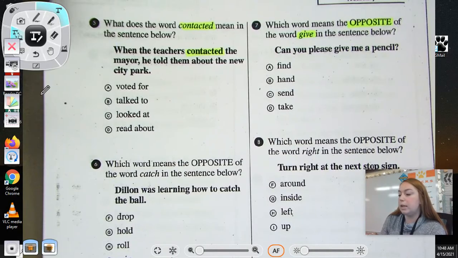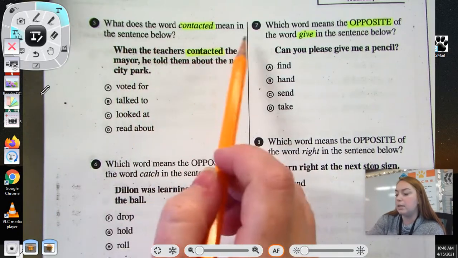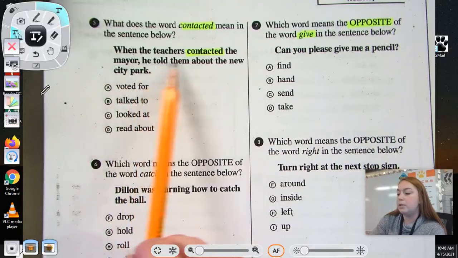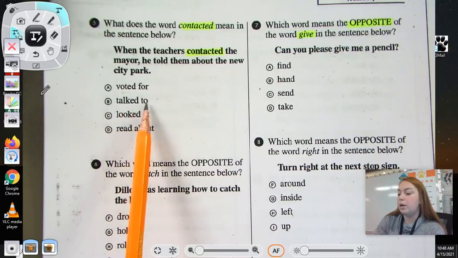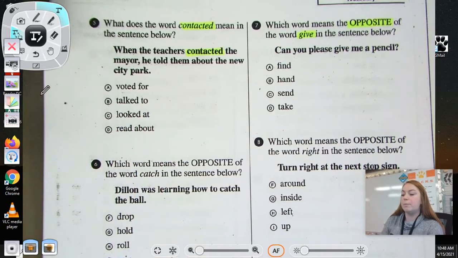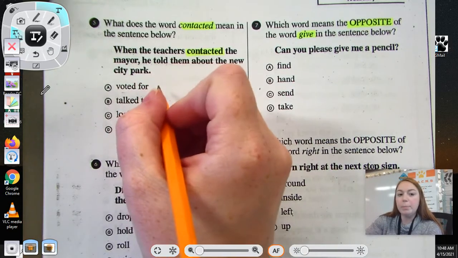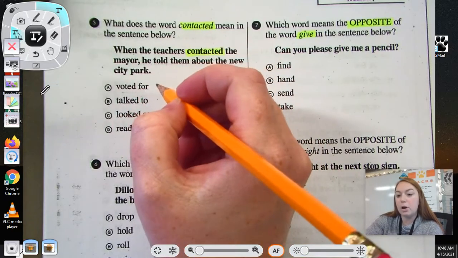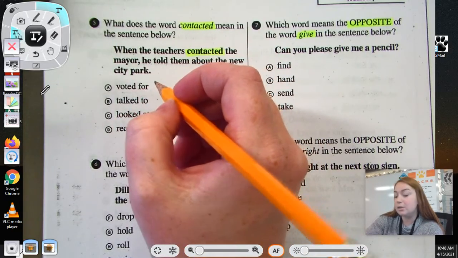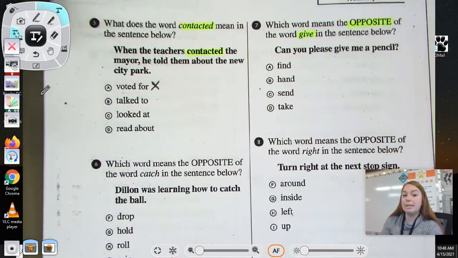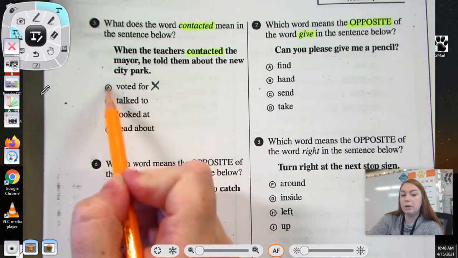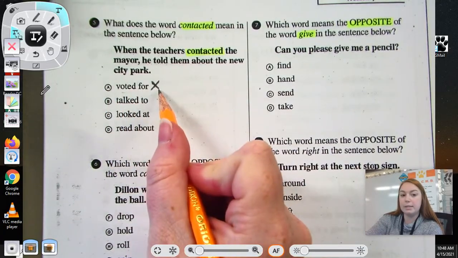So when you are filling in a circle, this one says, what does the word contacted mean in the sentence below? When the teachers contacted the mayor, he told them about the new city park. Does that mean voted for, talked to, looked at, or read about? Well, contacted. I know that doesn't mean voted for. So on your PSSAs, if you know answers are incorrect and you want to eliminate answers, you have to put an X by the opposite side. It should not go anywhere near the bubble. You can put it over by the opposite side.